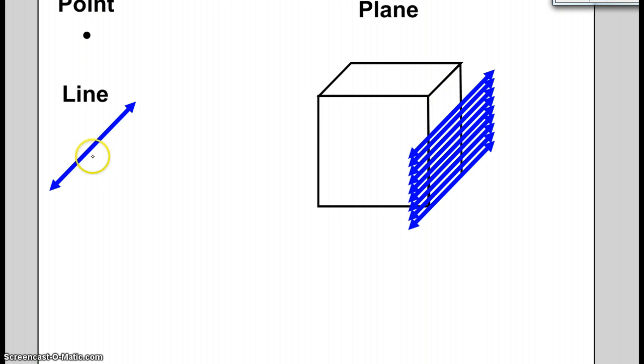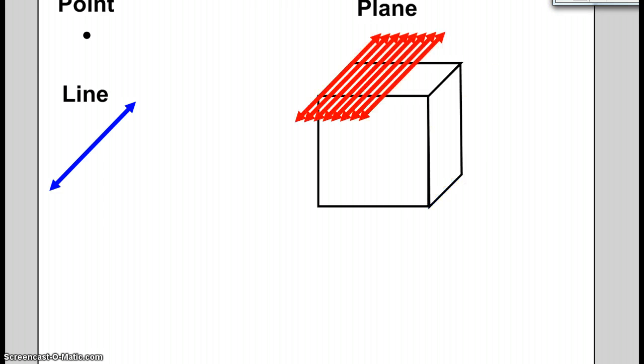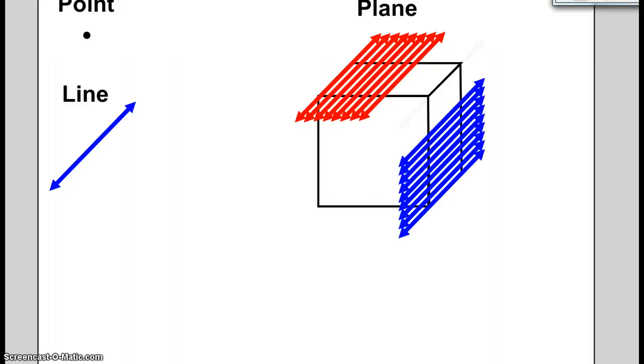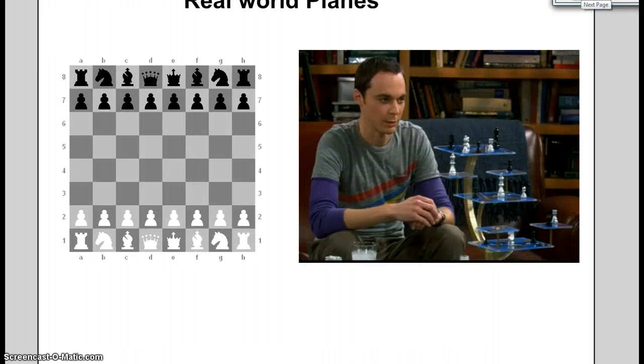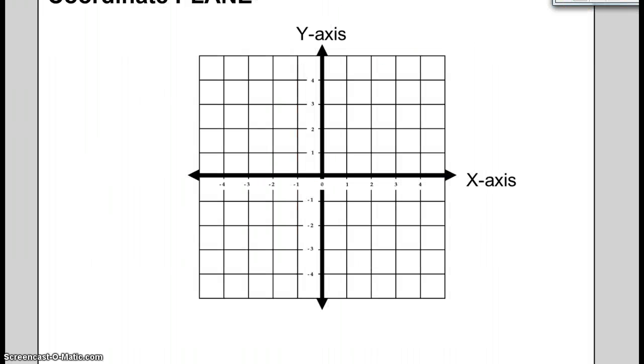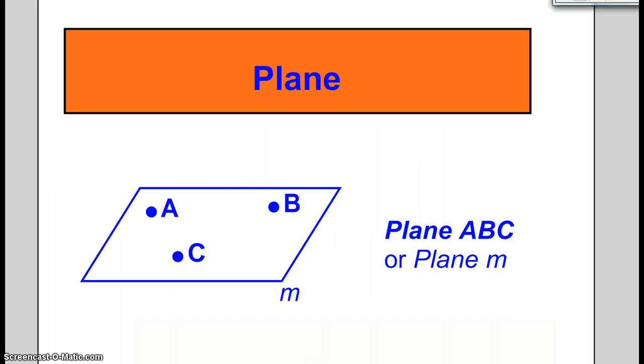This is a line and this is a plane. You'll notice that all these lines are stacked on top of each other on this plane. This side of the box is called a plane. That's the upper plane, right? So it's a different side of the box, but it's still a plane. This is a coordinate plane. You've seen this so many times in algebra. You're just going to see it again.